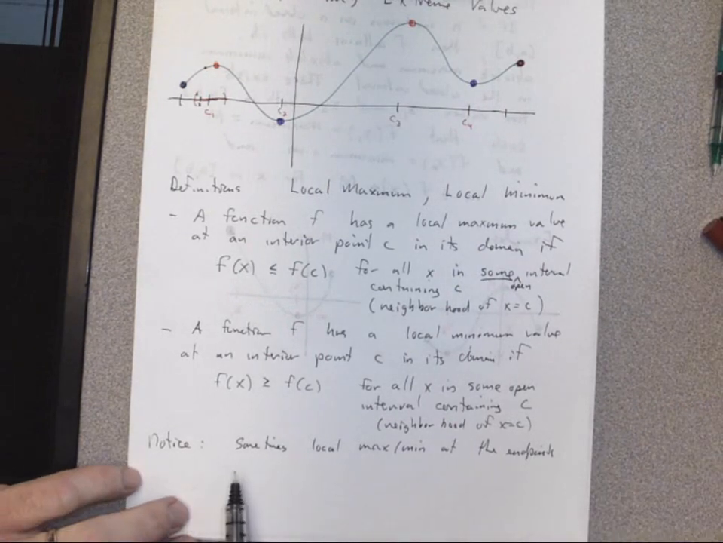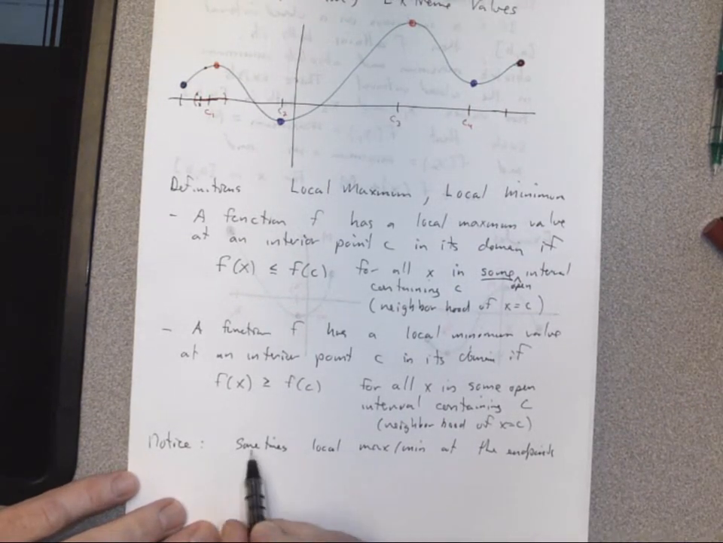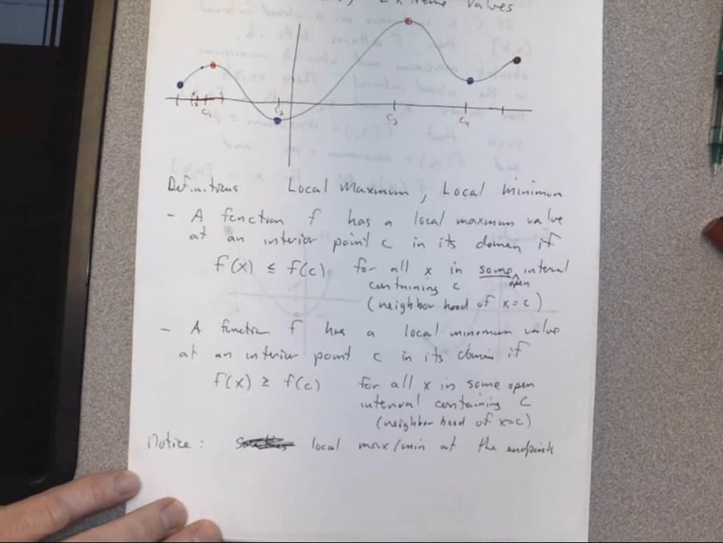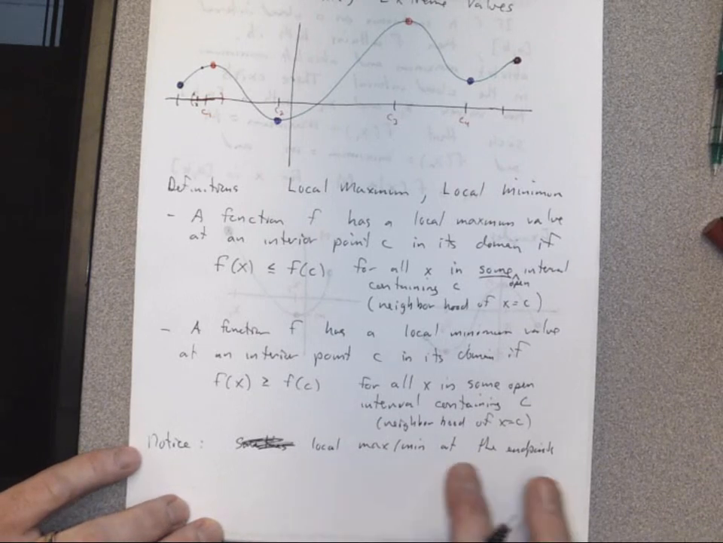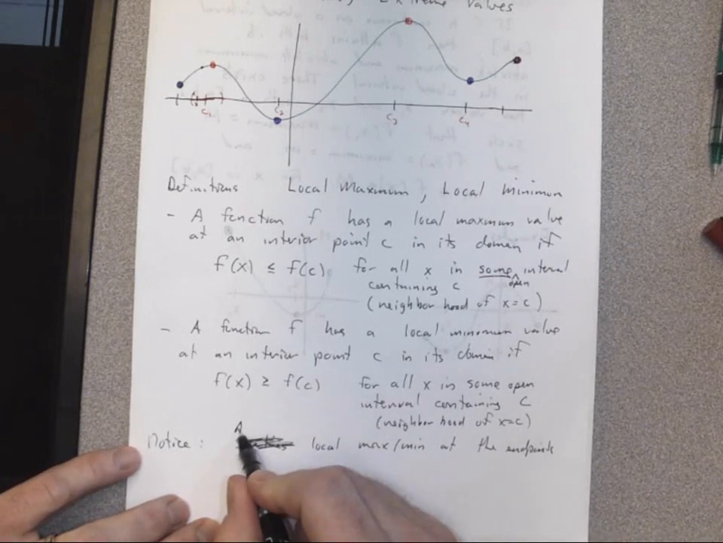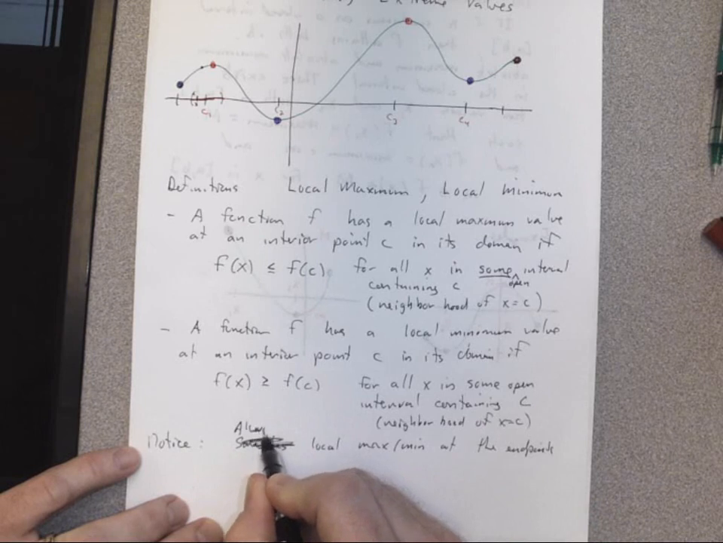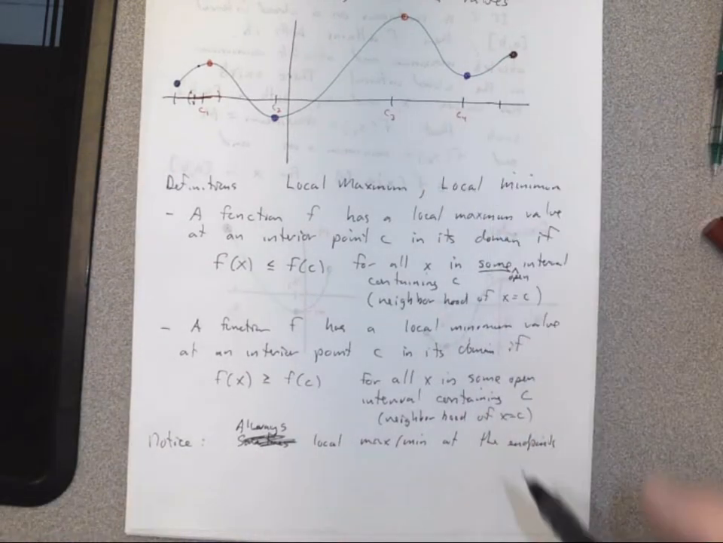So, I shouldn't say sometimes local maximum. That's always. So not always, but always local max and mins are at endpoints, always. So that's always going to be the case.